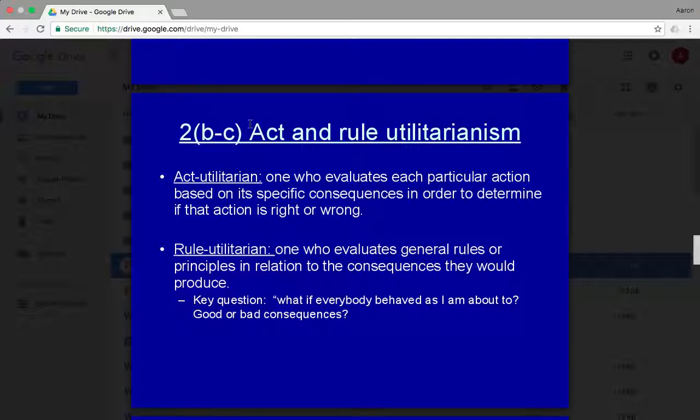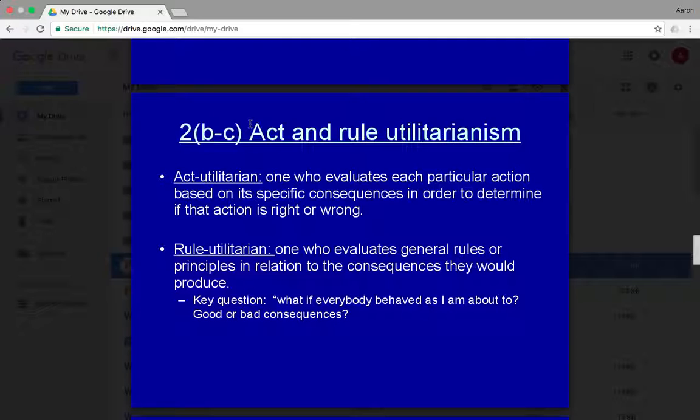The rule utilitarian does not evaluate particular actions for their consequences. What she does instead is she evaluates general rules or principles in relation to the consequences they would produce. Hence, the rule utilitarian wouldn't ask herself, is it right for this individual to steal in order to feed her family? She would ask, would allowing theft to avoid starvation produce good results on a societal level?